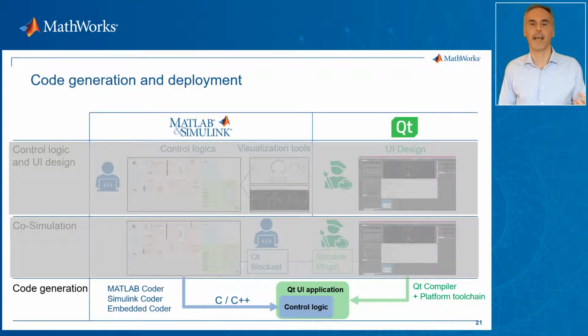And as a last step, once you have simulated and verified the correct integration of the control logic and the UI design, you can automatically generate production quality C and C++ code from the control logic that can be integrated together with the Qt application in your target platform. And as a part of the collaboration between the Qt company and MathWorks, additional work is going on to enable an even more seamless and automatic integration of Simulink code in the Qt Ultralight framework for embedded applications.